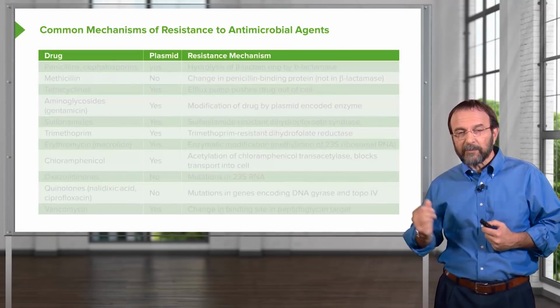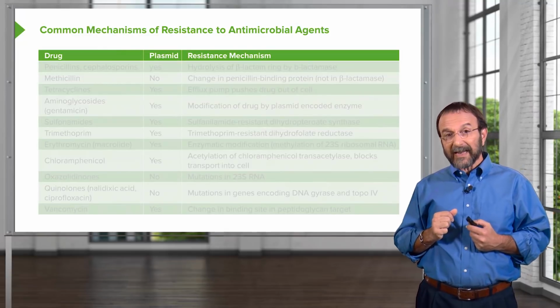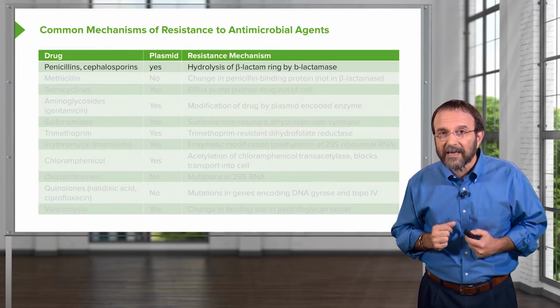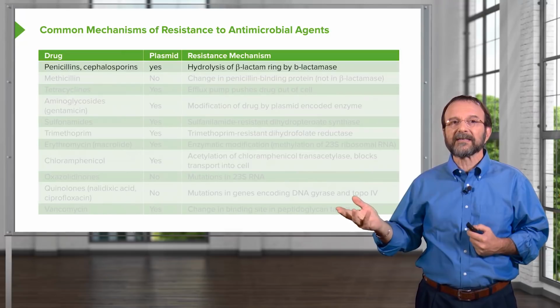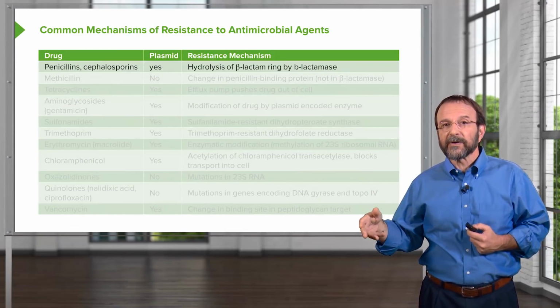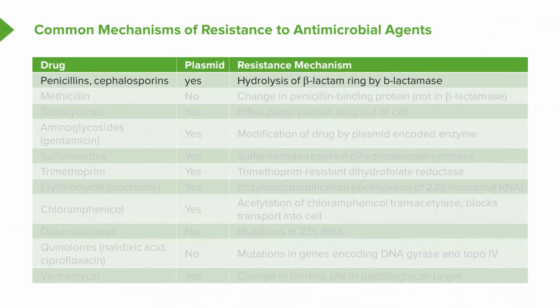And let's end up with a chart showing you some common mechanisms of resistance to antimicrobial agents. For example, the penicillins and the cephalosporins are hydrolyzed by beta-lactamases, which we mentioned. These resistance genes are in fact carried on plasmids. Methicillin resistance is a change in the penicillin binding protein, not in a beta-lactamase, but in a separate protein. This happens not to be carried on a plasmid.